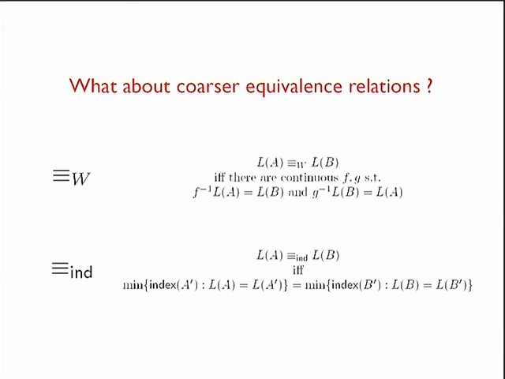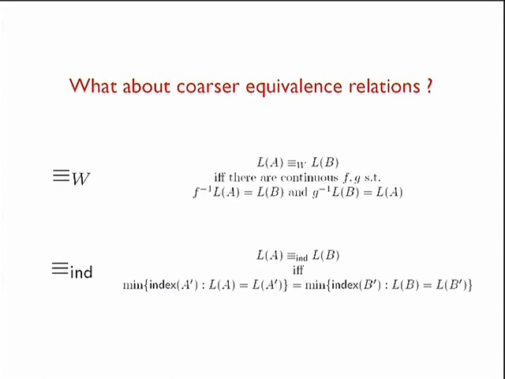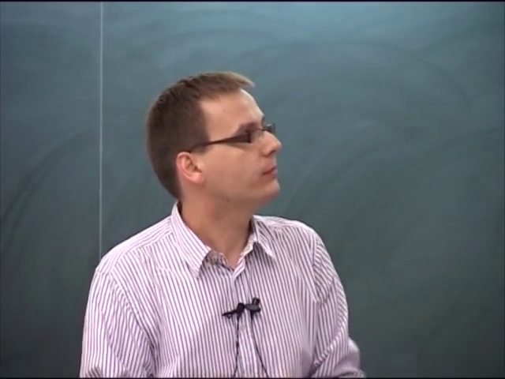But what if I look at coarser equivalence relations? Let's first look at the one at the bottom. I will say that two languages are equivalent if the minimal index of automata A prime, such that A prime recognizes L of A, is the same as the minimal index of automata B prime recognizing L of B. So you look at the smallest index of an automaton recognizing the language. This puts the language in an equivalence class, and you look at this equivalence relation.